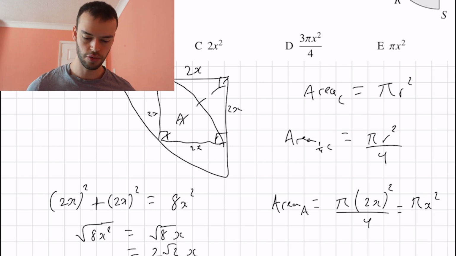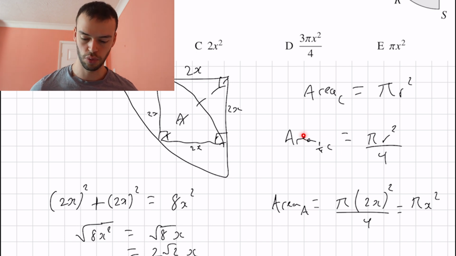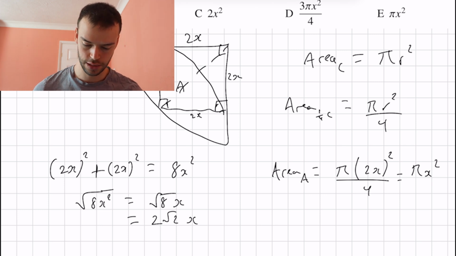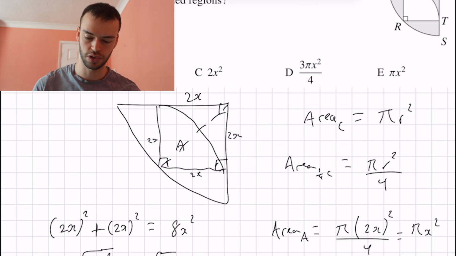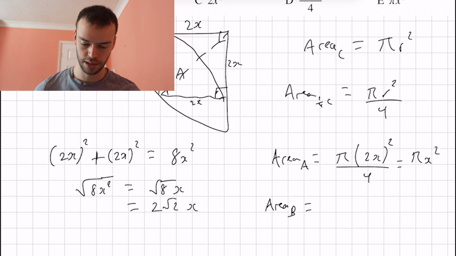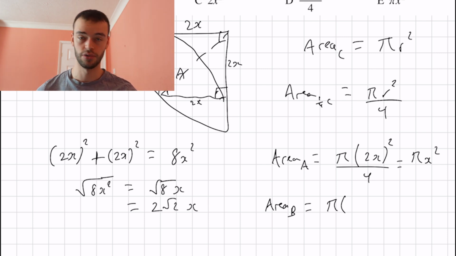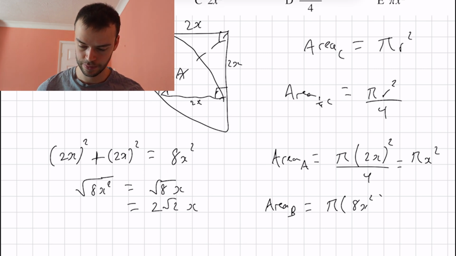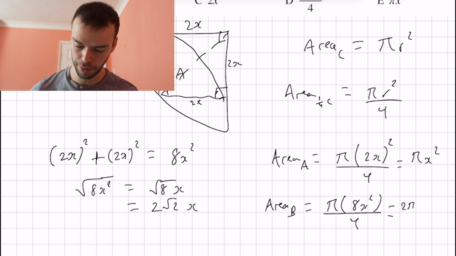Now we've got the radius of the big circle, so we can use the formula for the area of a quarter circle. Let's do area of B, my big quarter circle. That's going to be pi lots of r squared over 4. Remember, r is this value here, and r squared is just going to be 8x squared. So we put that in, all over 4. Now we just need to simplify this. 8 divided by 4 is 2, so we get 2 pi x squared.